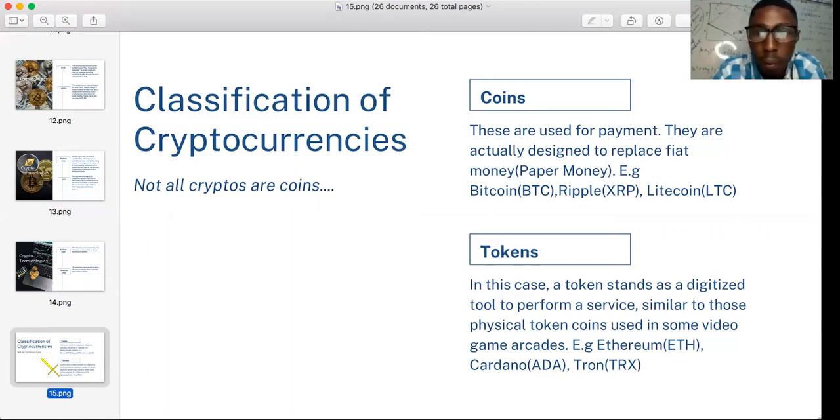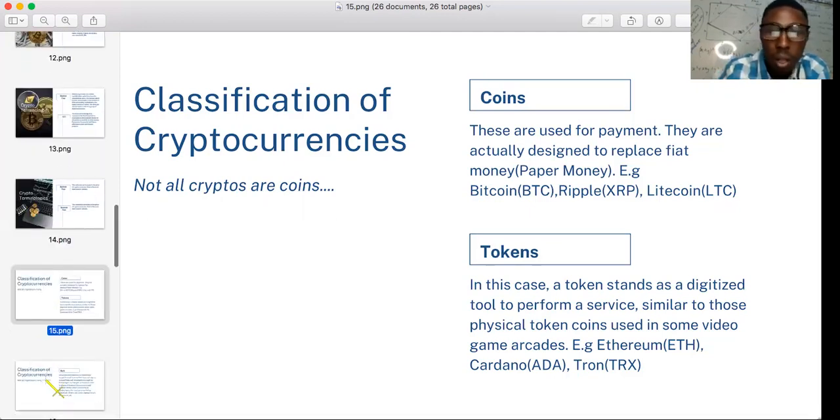If you look at some game stations, if you want to play a game, you need to buy tokens, which you insert into the game at the inlet. So tokens are similar to that. Tokens are also used for payment, but their aim is not to replace paper money. They are used for payment, transactions, and exchange for service. Examples of tokens include Ethereum, Cardano, Tron, and the rest.